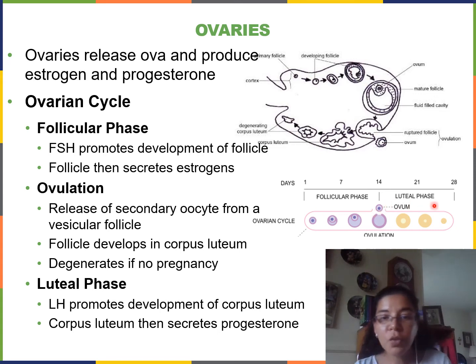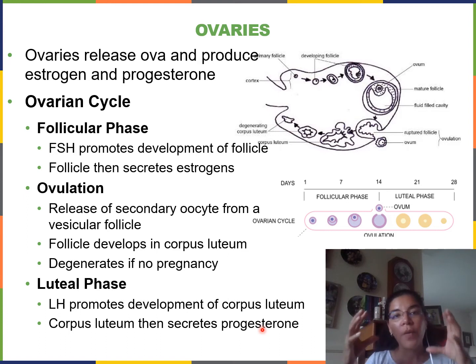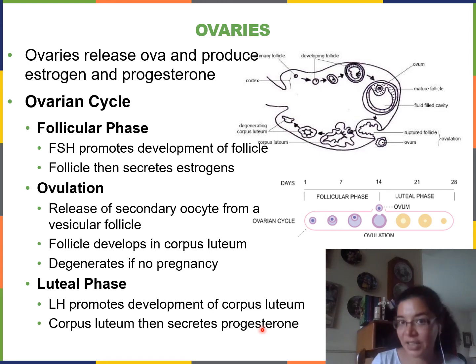The other 2 weeks of the cycle is called the luteal phase. In the luteal phase, luteinizing hormone promotes development of the corpus luteum. This is the corpus luteum right here. So the empty follicle is now called the corpus luteum. Corpus luteum secretes progesterone. That's an important hormone that will help the uterus be ready for a possible embryo implantation.